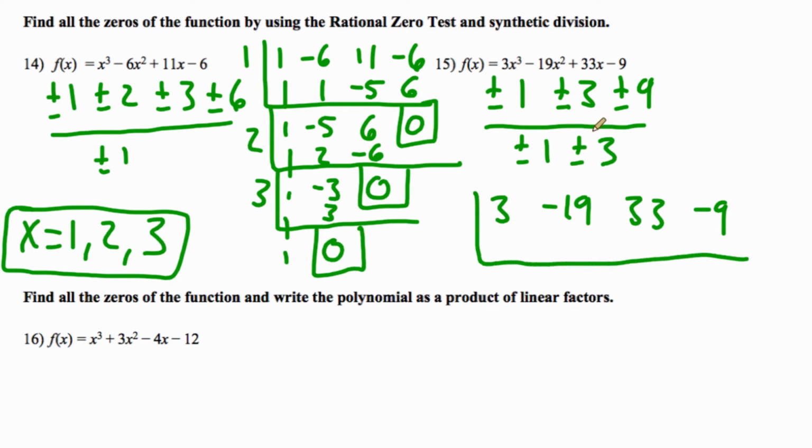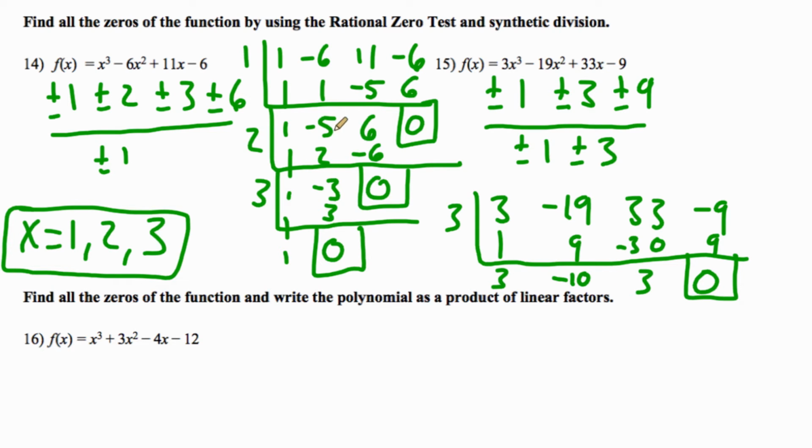Setting up the synthetic division, I'm going to try out 3 and see what happens. So we drop the 3 down. 3 times 3 is 9. Add these up, we get -10. 3 times -10 is -30. Add these up, we get 3. 3 times 3 is 9. And add these up, and we get 0. So this is telling me that 3 works as a 0.